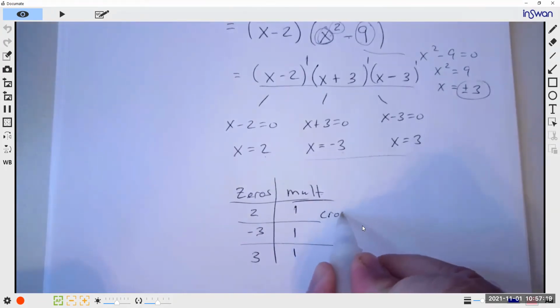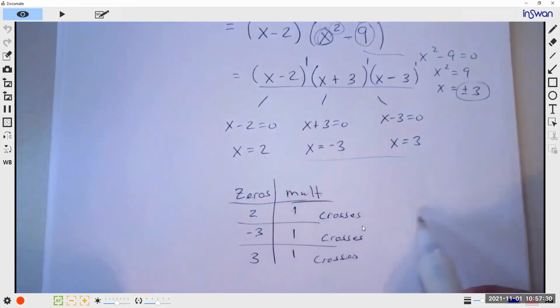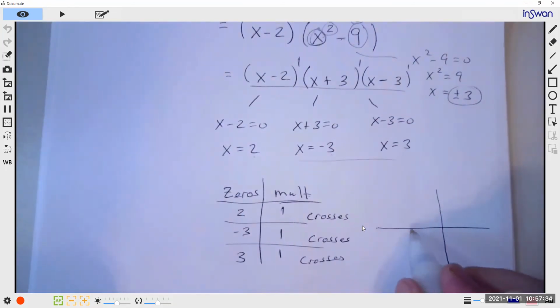So it crosses, crosses, and crosses at those points. So positive 2, positive 3, and at negative 3.